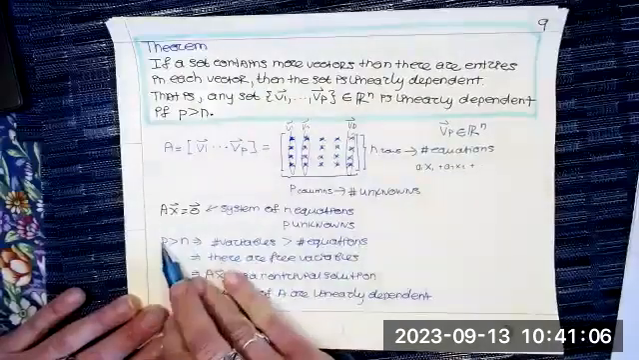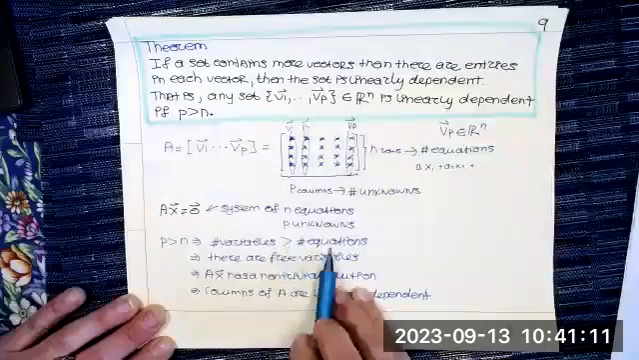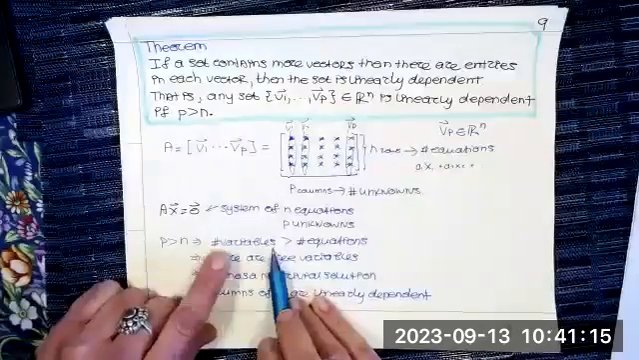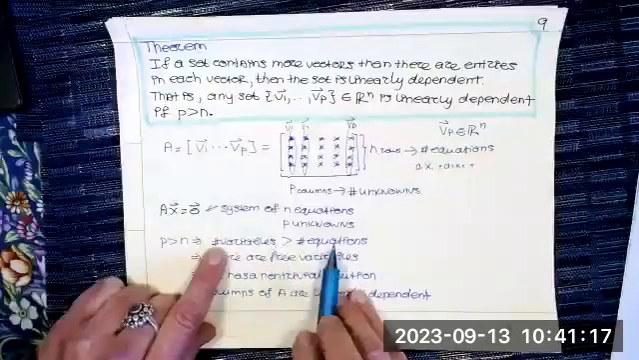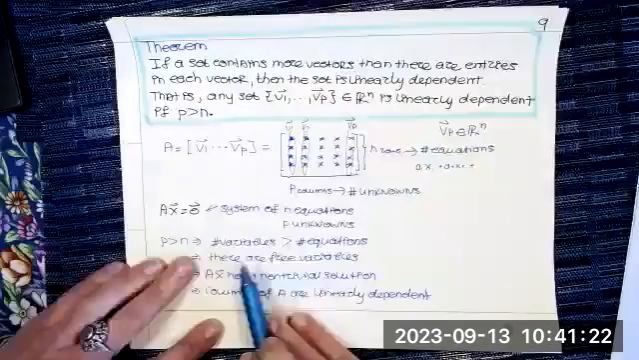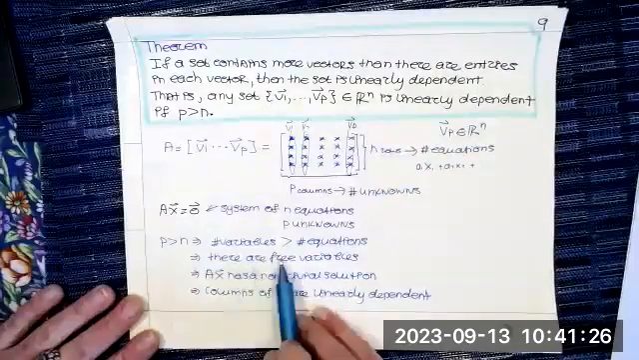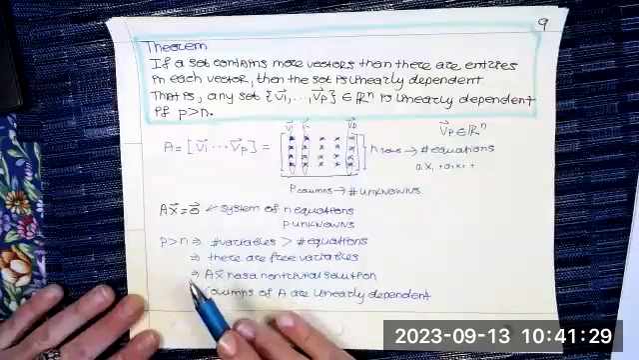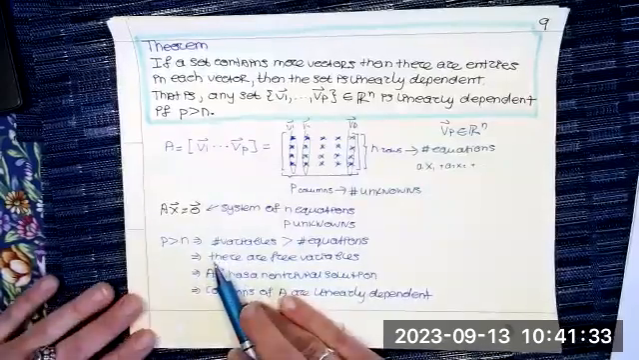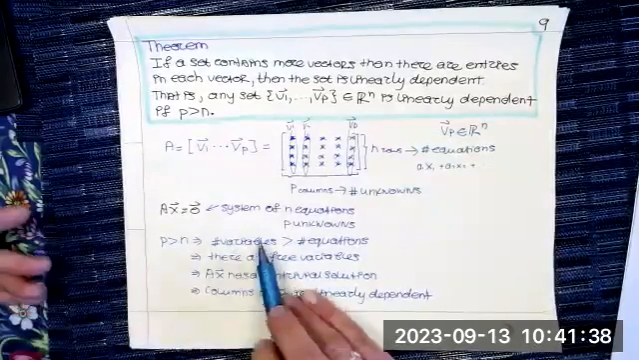So if P is greater than n, that means the number of variables I have is greater than the number of equations, right? So the number of unknowns is greater than the number of conditions that are given. And in that case, I am going to have some free variables, right? In order to solve a linear system for one unique solution, you really need to have the same number of conditions as you have variables or unknowns.